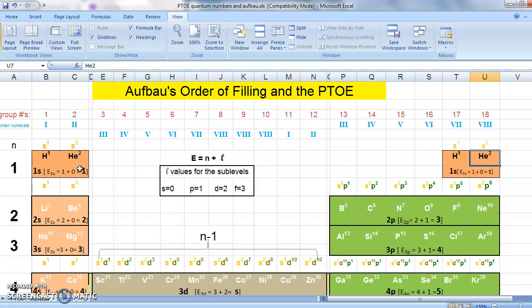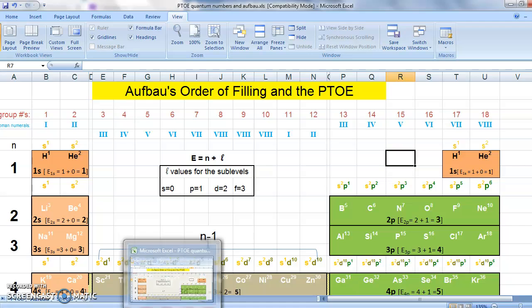It has an s sublevel, which is made up of one orbital. Each orbital holds 2 electrons. That's why the first row of the periodic table of elements only has 2 elements present. All right, that'll take us to our next question.